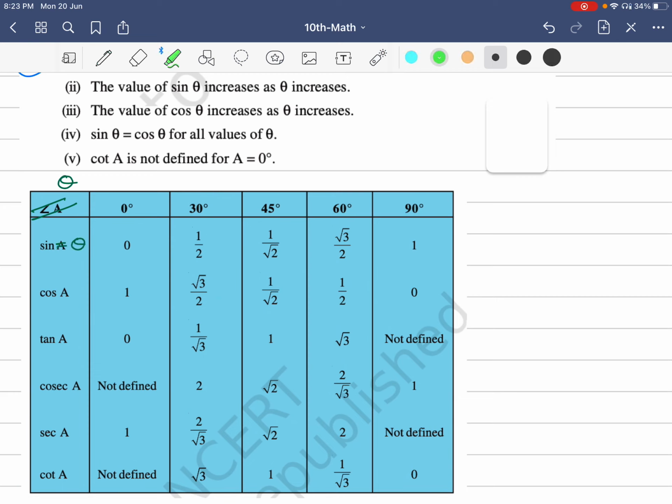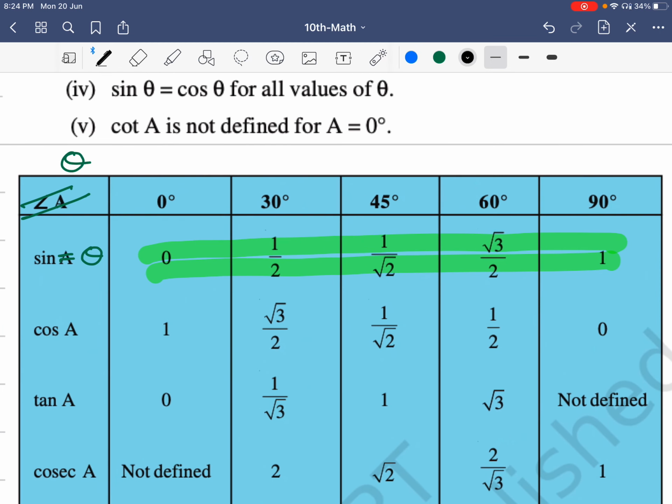Once again, let's focus on these values here that I'm highlighting. Are these values increasing as theta is increasing? Theta is for sure increasing. Is sine of theta increasing? Let's try to find the actual values. Let me zoom in. This is 0. This is half, so it's 0.5. Let me draw a line here so that it's not confusing. Now 1 by root 2.